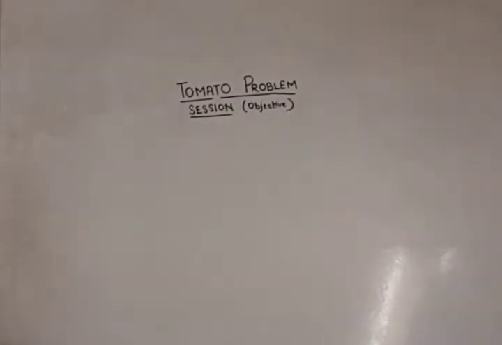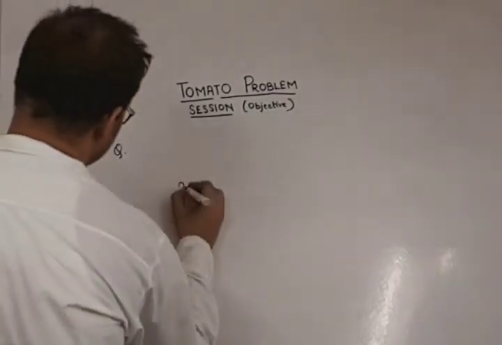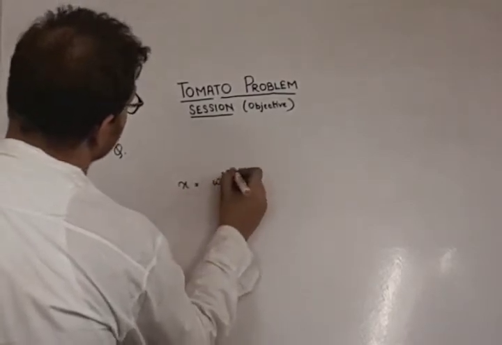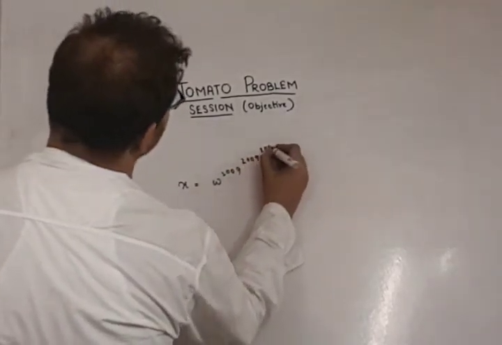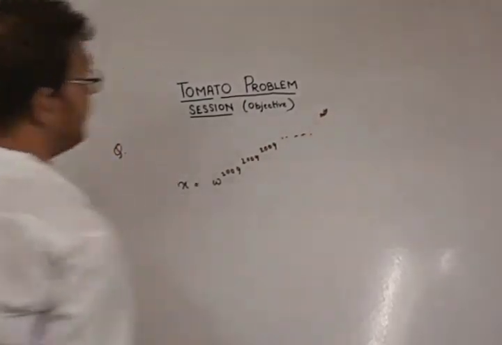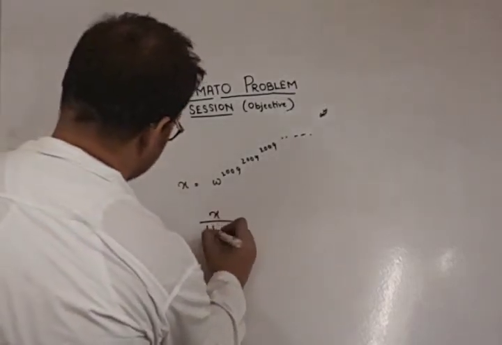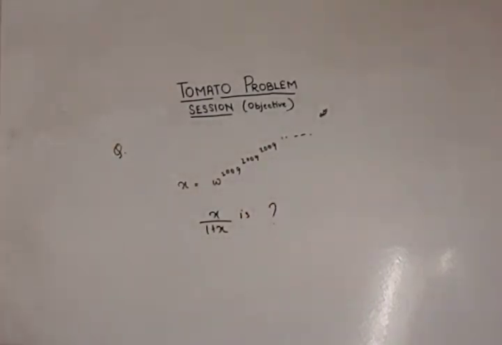The next problem says that it's given that x equals omega power 2009 to the power of 2009 and so on up to infinity. Then x plus 1 by x is what? So what is x plus 1 by x in the question?